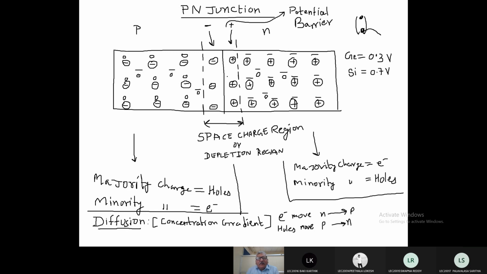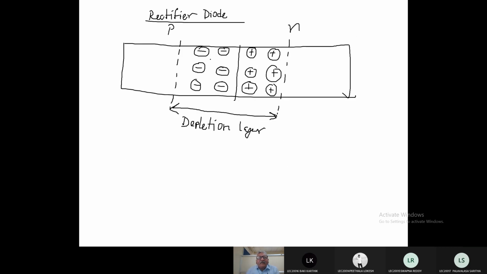But apart from these, not all the charge carriers have moved away from the depletion region. You will still find a small amount of charge carriers there. On the P side you will find some holes, and inside the space charge or depletion region some free electrons are there. Okay. Now, if you reverse bias this rectifier diode, P is connected to the negative terminal and N is connected to the positive terminal.